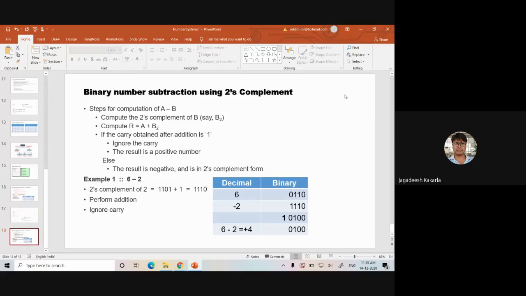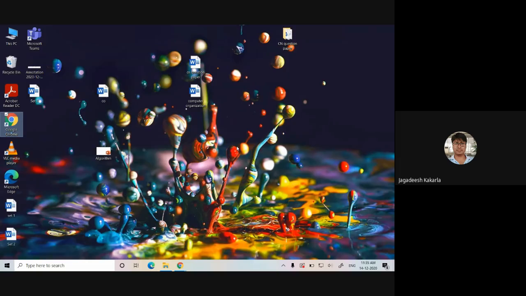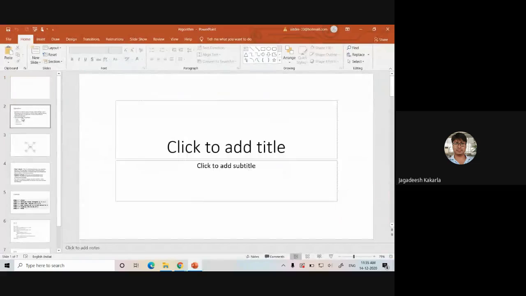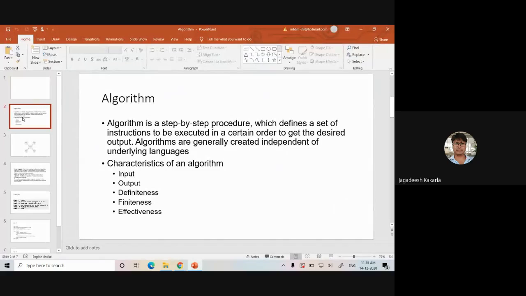Is it clear? So now we will go for the next concept called algorithm. Let me close this PPT and open another PPT to discuss what an algorithm is, what the characteristics of an algorithm are, how to write an algorithm, and how to analyze an algorithm. All these things I will discuss one by one in detail. First, let me tell you what an algorithm is.